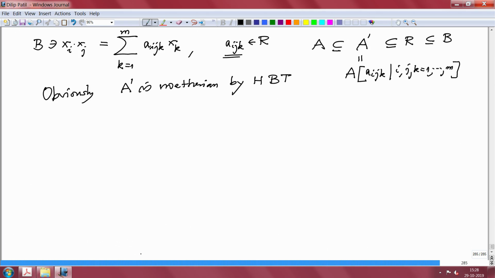Alright. So now, what is it that we wanted to prove? We wanted to prove that R is a finite type algebra over A. That is our aim. So I will write the goal. The goal is: R is an A algebra of finite type.